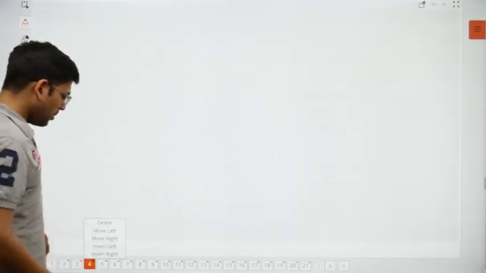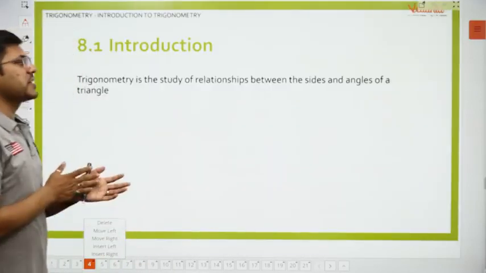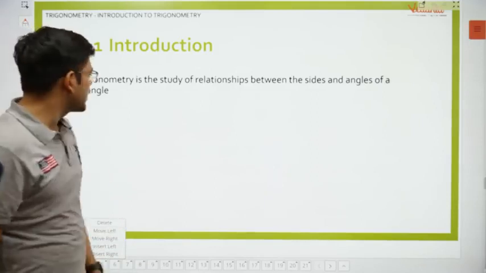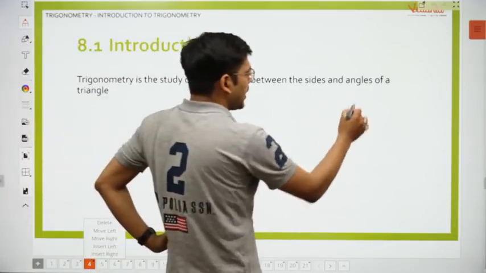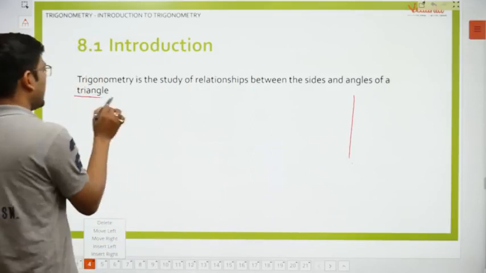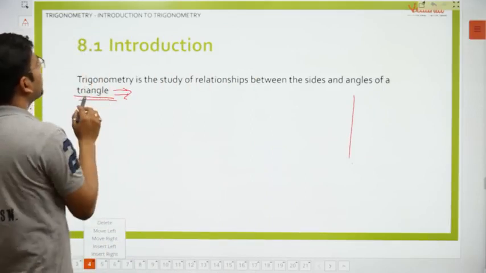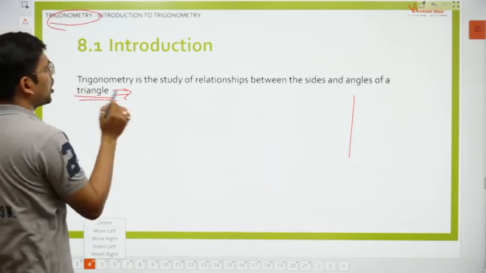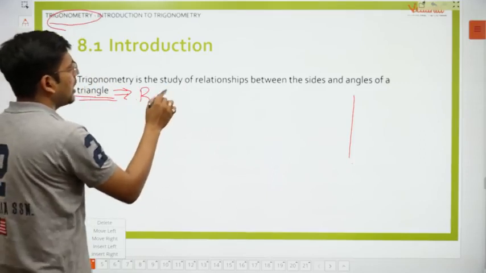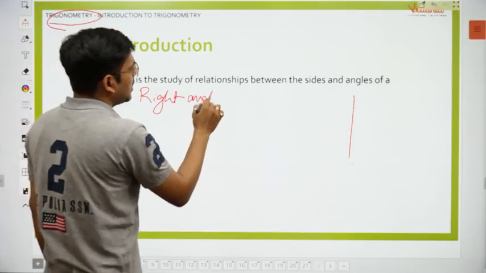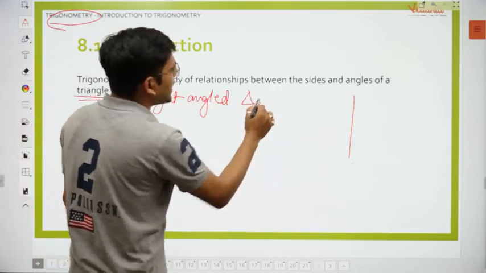Now moving further, trigonometry is the study of the relationship between the sides and angles of a triangle. Now first of all, a very important thing, guys: the complete trigonometry is based on a right angle triangle. Very important that it is a right angle triangle.